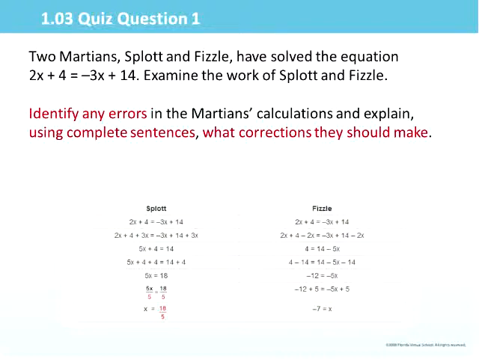The first question on the quiz asks about two Martians, Splott and Fizzle, who have solved an equation 2x plus 4 equals negative 3x plus 14. The question asks you to examine their work. You need to identify all and any errors that either Martian created within their calculations and explain in complete sentences the mistakes they made and what corrections they should make. So go line by line for both aliens and see if they made any mistakes and correct those.